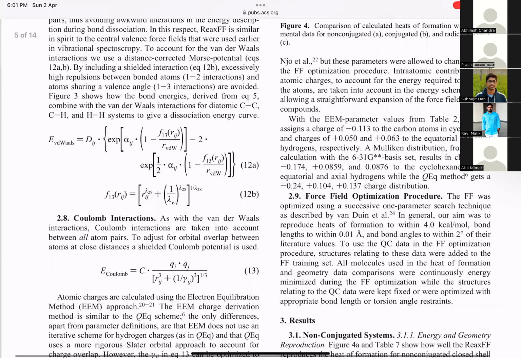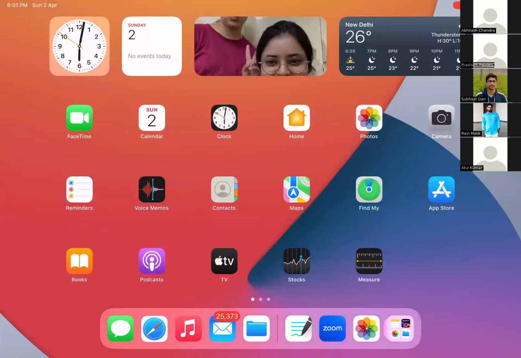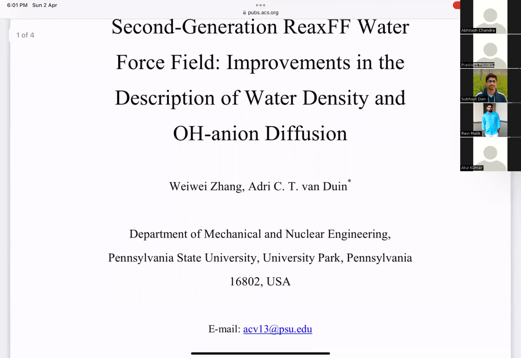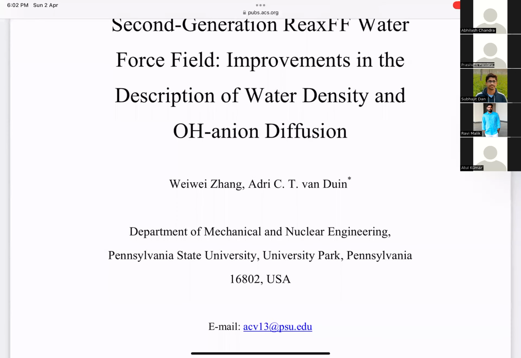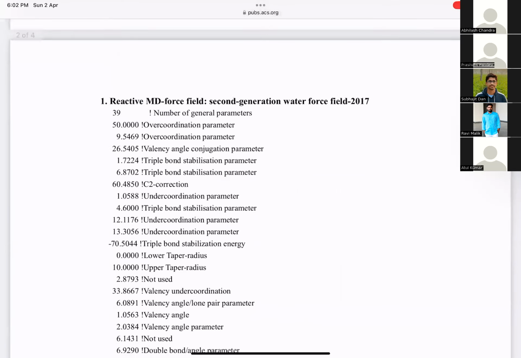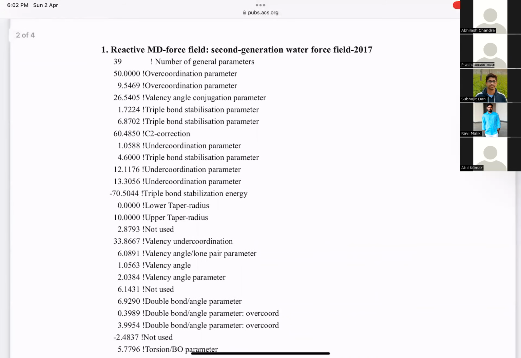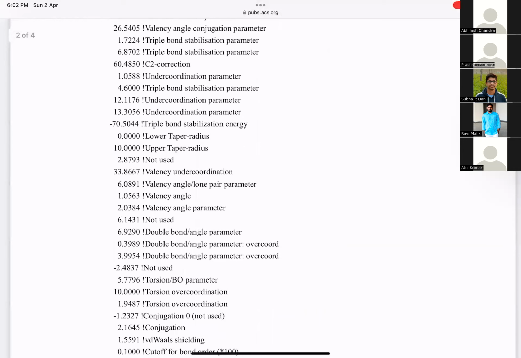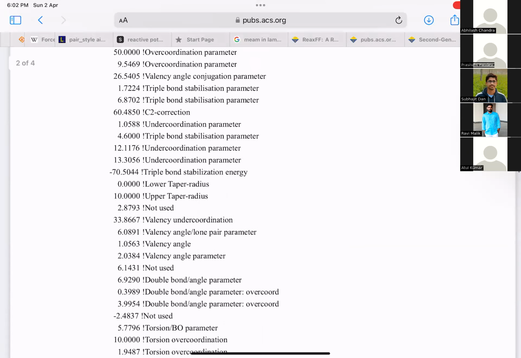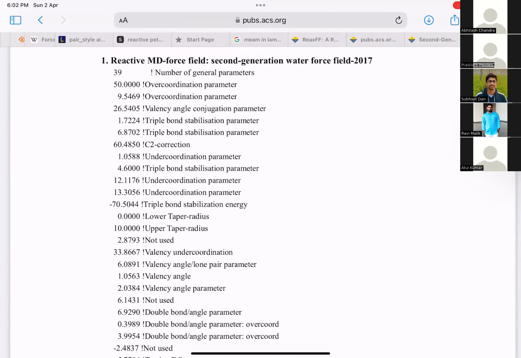But this force field has, where did it go? I want to show you the functional form of this. Right now I'm going to show you a typical reactive force field parameter file, how it looks. This is a second generation water force field file. First of all, it has some general parameters, around 39 or I guess 40. You can see the over coordination parameters that were already predefined for a system. Because this is water, there will be some over coordination parameters.